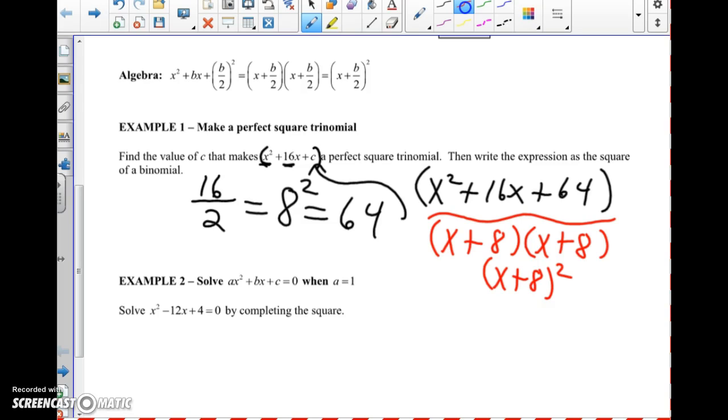Now, what you might have noticed, this is what we call a perfect square trinomial. When you complete the square, it always becomes a perfect square trinomial. Always, always. It makes it easy to factor. It's going to be a big thing to do when we go through.